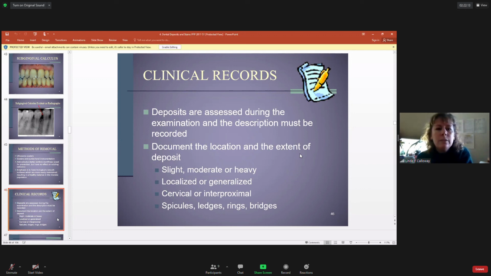Okay, so it is 11:28. I will make a note. We stopped at slide 46 because we're going to talk about how you document your deposits to be clear and concise.